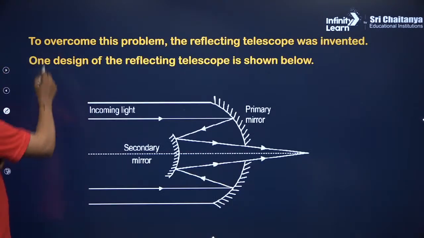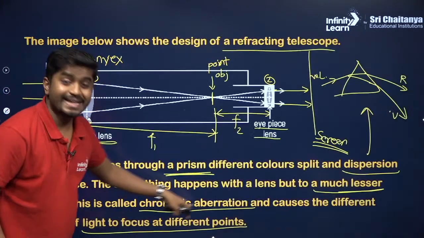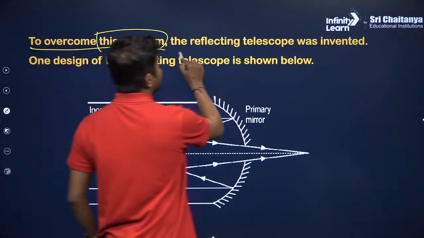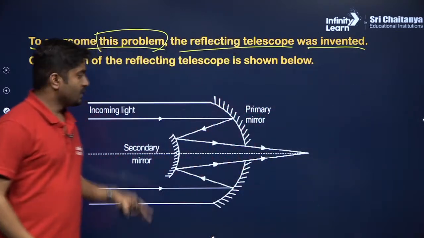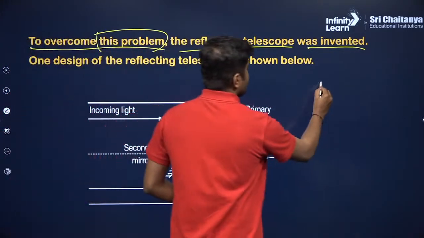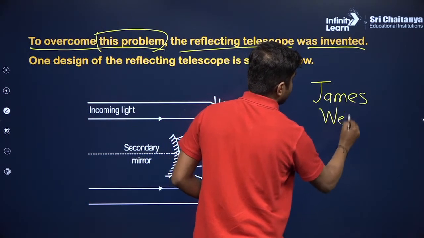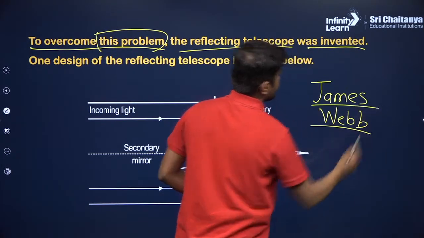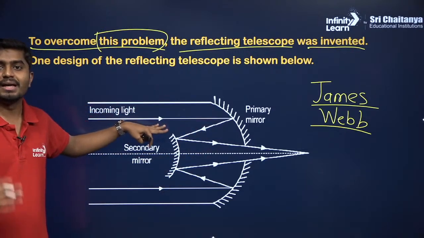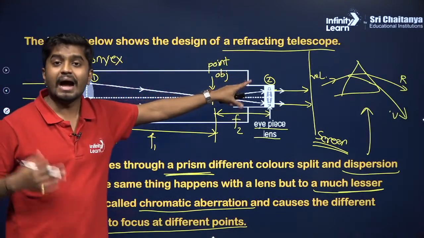So now, to overcome this problem, so what was the problem? Problem was, sorry, chromatic aberration. To overcome this chromatic aberration, the reflecting telescope was invented. You see, this one is a reflecting telescope. Have you seen James Webb telescope? So this exact same principle is used in the James Webb telescope, and this one was the older one, like a Hubble telescope.